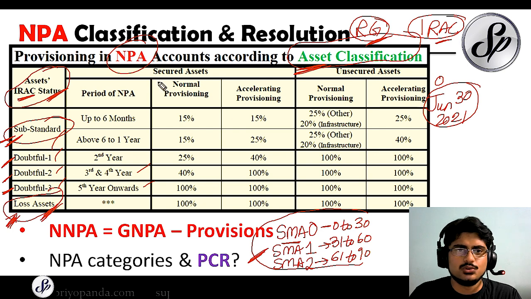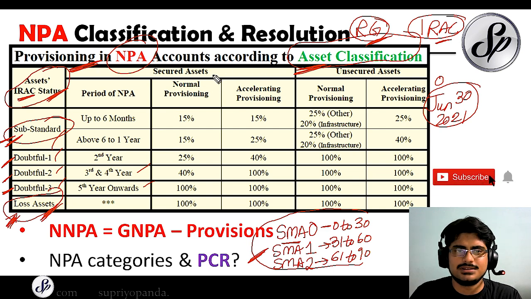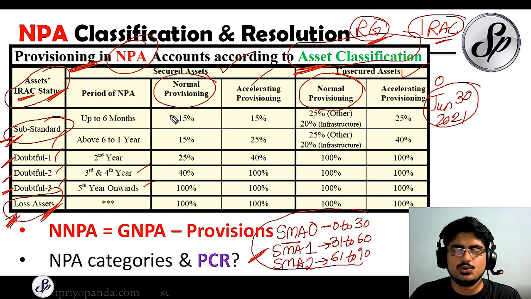So coming back to this image that you can see, this is the provisioning in the NPA accounts according to the asset classification. Just remember this normal provisioning. You don't really need to remember the accelerated provisioning because it is a little more complicated. So just remember the normal provisioning for the secured assets and for the unsecured assets. For secured substandard loans, up to 6 months 15% provisioning has to be done. Then above 6 months to 1 year, you also have 15% over here. And if it is unsecured, then 25% for other loans and 20% for the infrastructure loans. So both of these are the same.